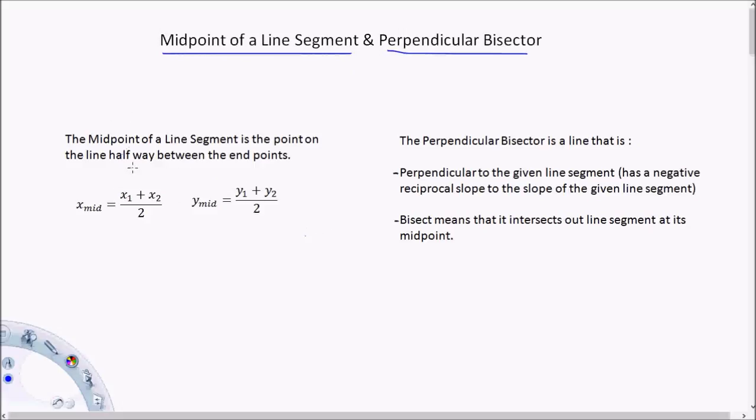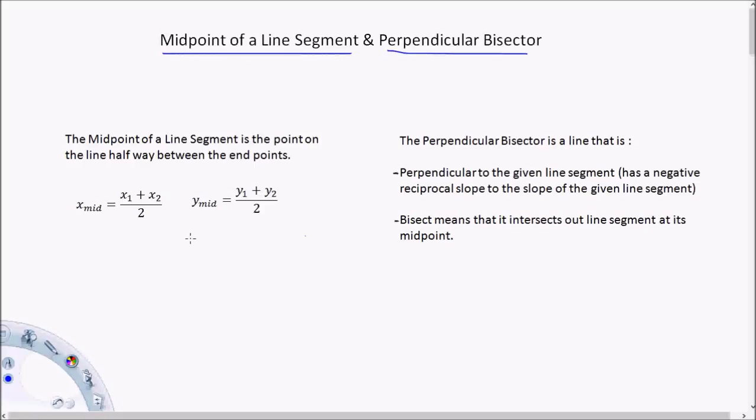So this left side here, we're going to talk about how to find the midpoint of a line segment. The midpoint of a line segment is the point on the line that is halfway between the endpoints. So if you can imagine that we have a line segment with two endpoints, the midpoint is half the distance between each of the two ends.